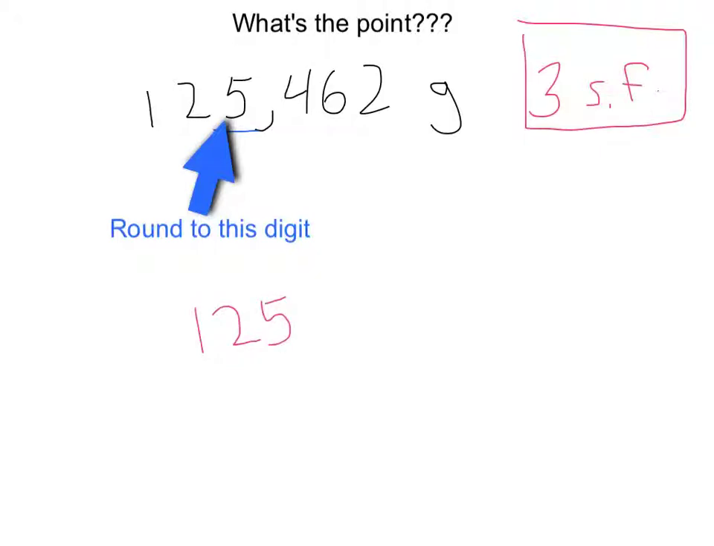Now, rounding works with sig figs the same way it does with anything else. When you look at the number you're going to round, which is this one right here, look to the next number. If it's 5 or above, then this number is going to round up.